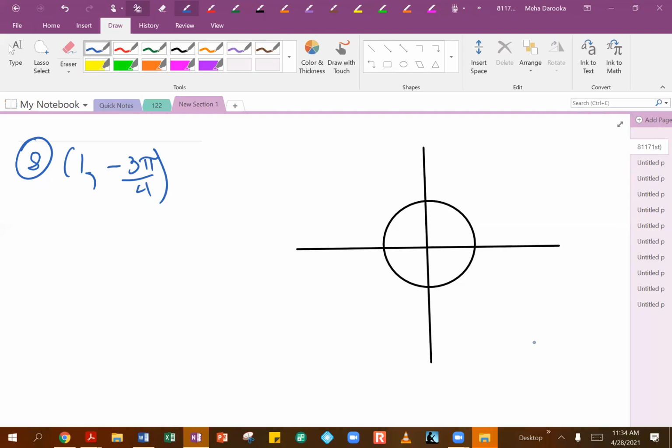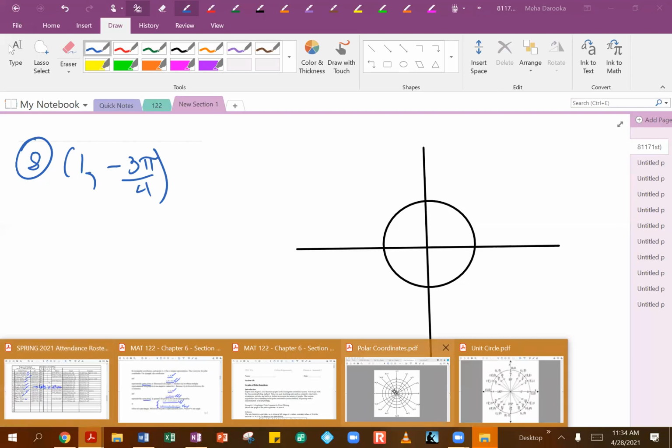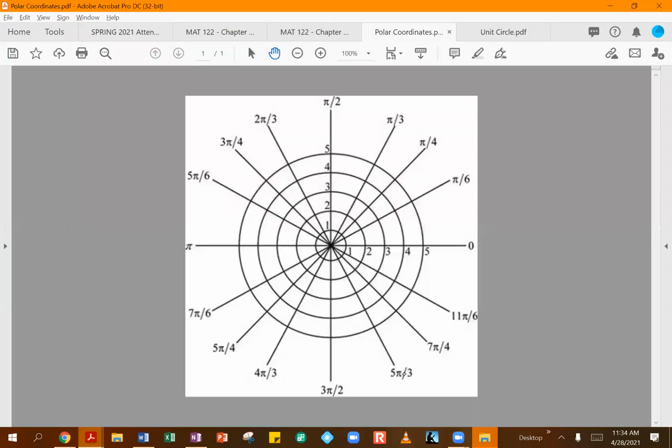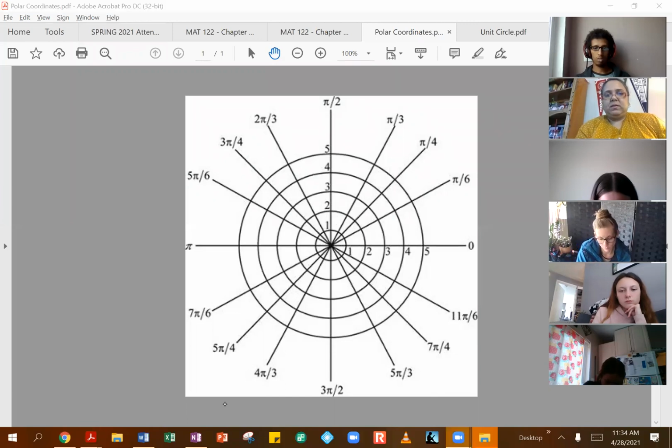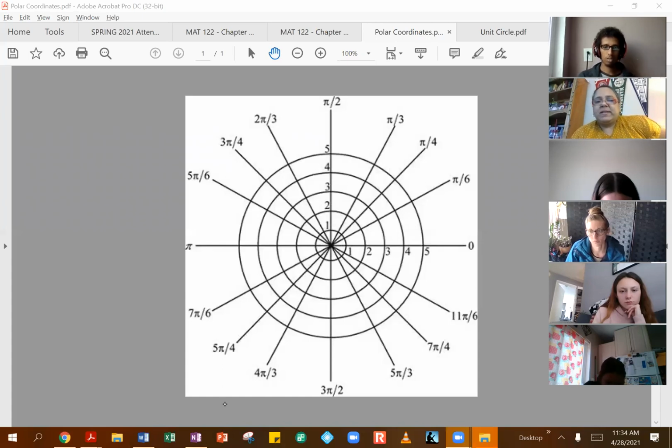Now, where do you think your -3 pi over 4 angle is going to be, if this is our polar coordinate? Because you can see where the +3 pi over 4 is. So where will our -3 pi over 4 angle fall? Because remember, when you're going counterclockwise, that's positive angles. When you go clockwise, that's negative angle. So Billy, you are saying 7 pi over 4.